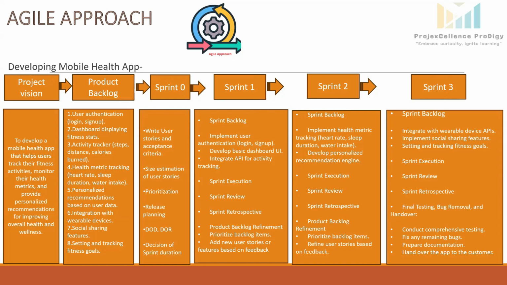In Scrum, mainly there are three roles. One is the product owner, second is the Scrum Master, and third is the product development team.